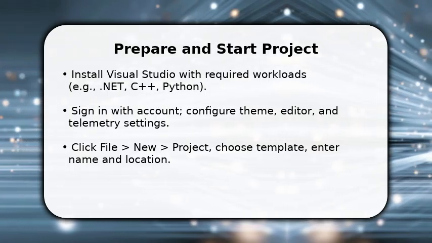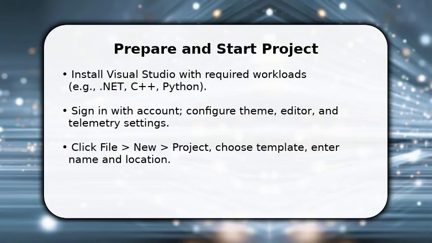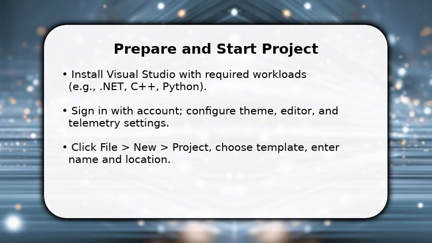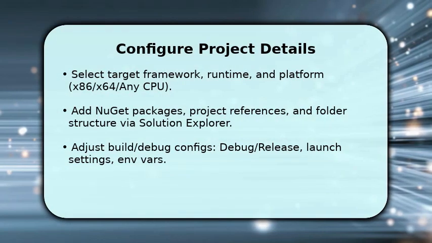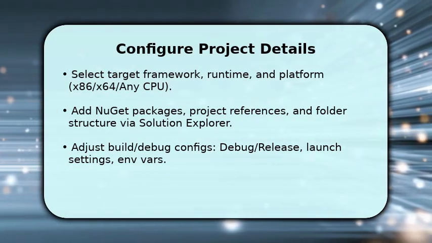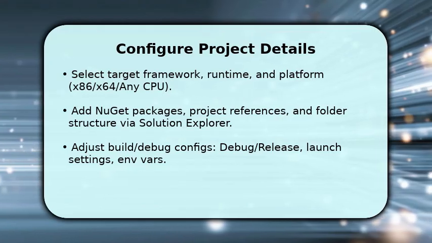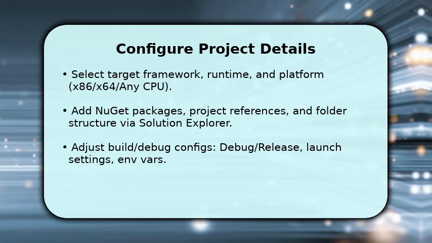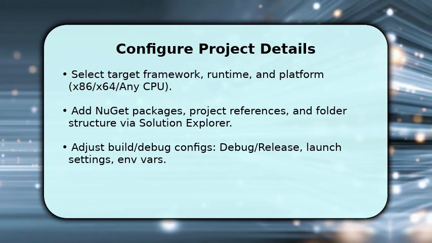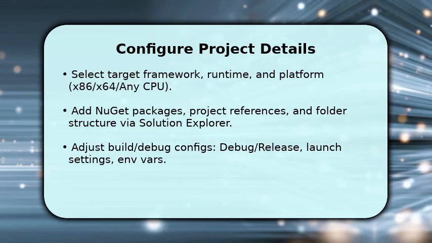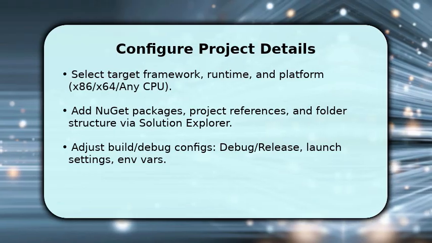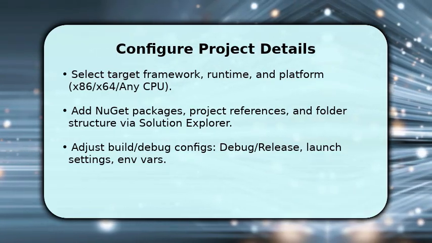You'll also choose target framework and platform now, because those decisions affect available APIs and build tooling downstream. Once the project skeleton exists, you configure the middle details that define behavior and dependencies. You select the exact framework and runtime, add NuGet packages for libraries, and create project references or subprojects for modular code. Then organize folders and set default namespaces in Solution Explorer so files remain discoverable.